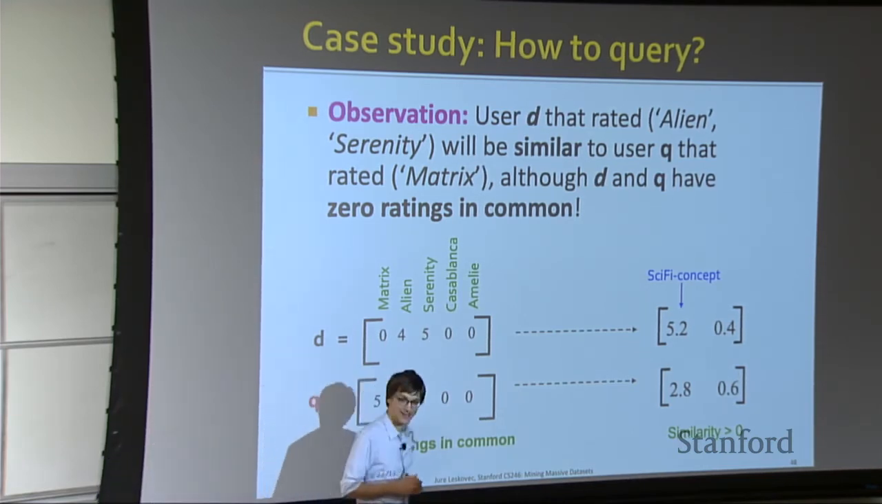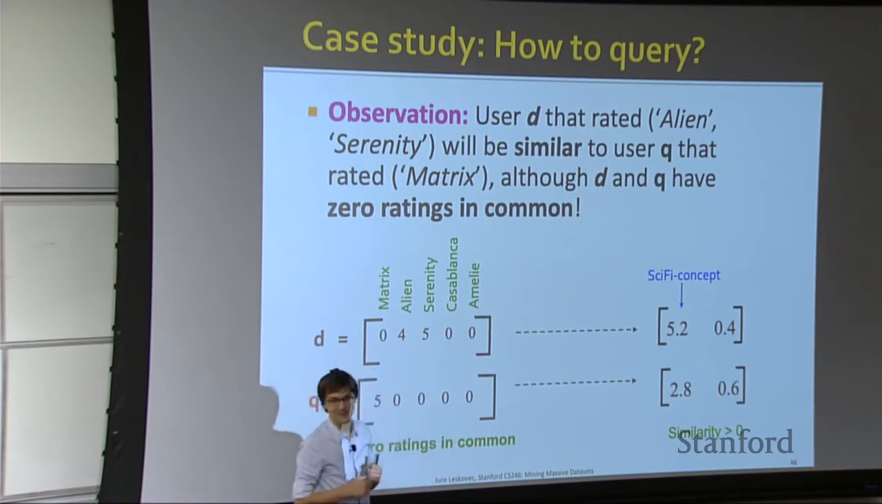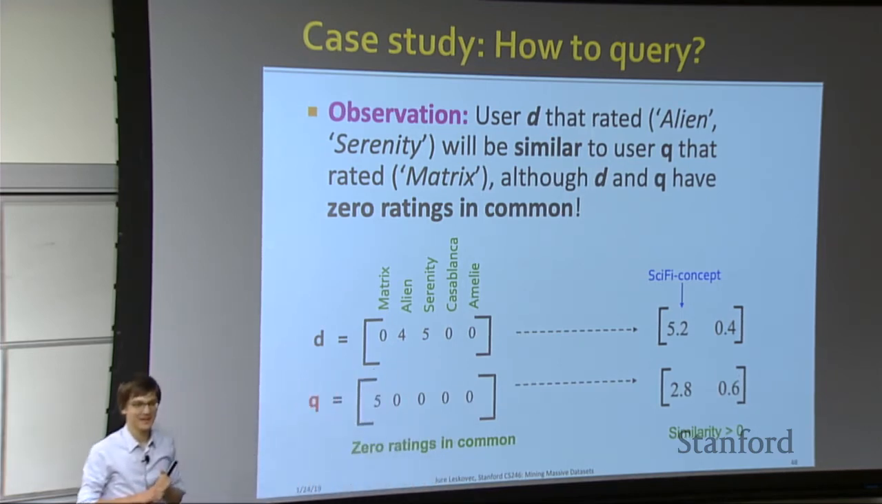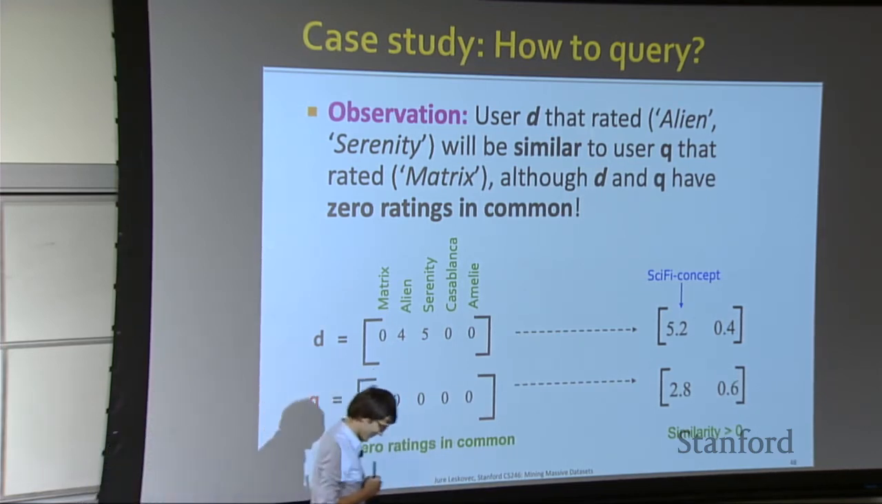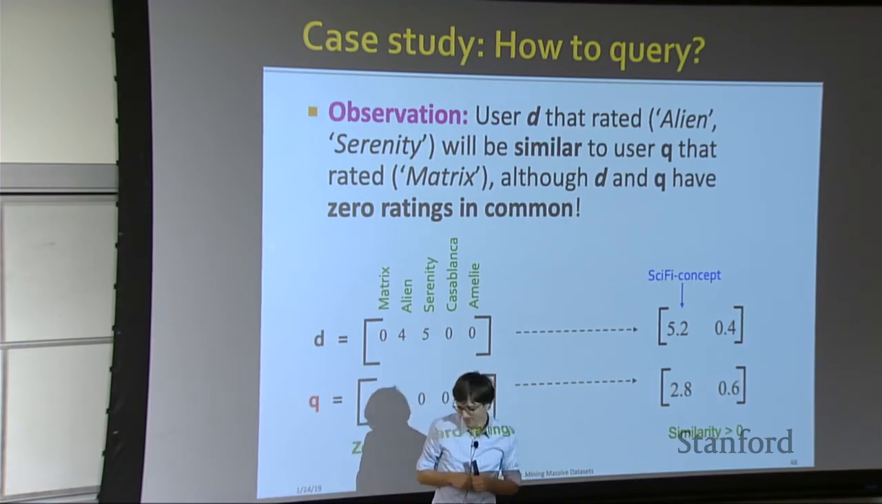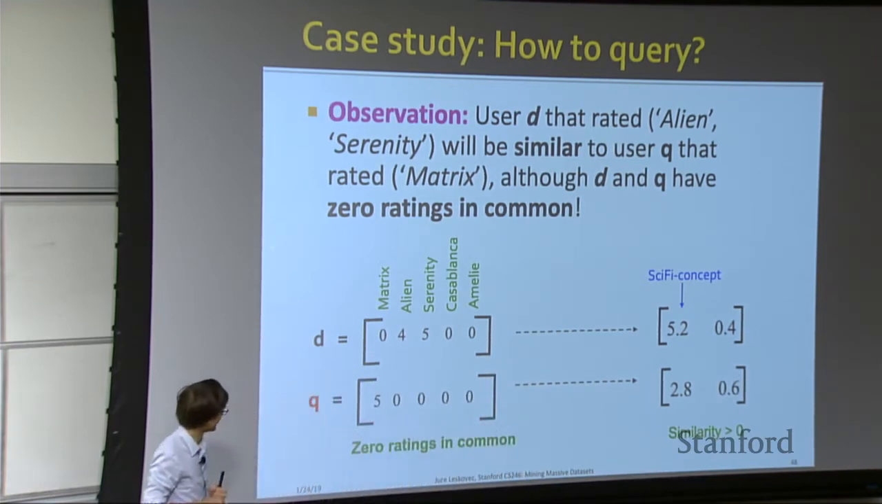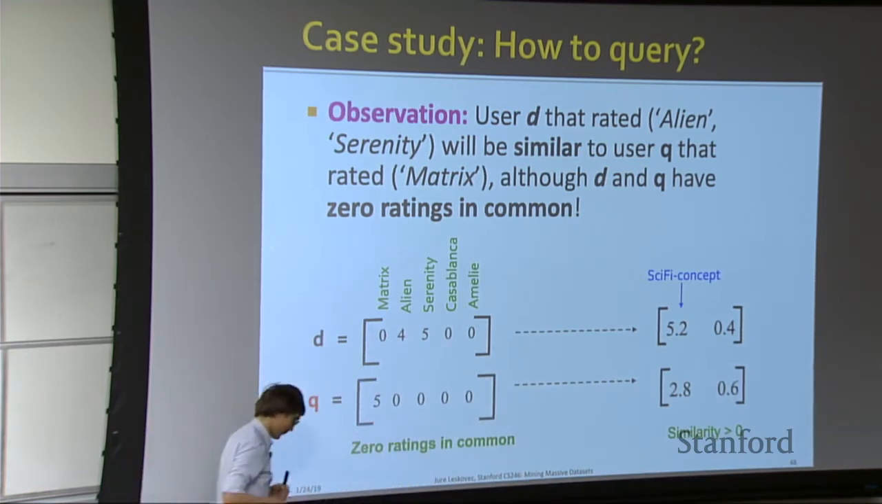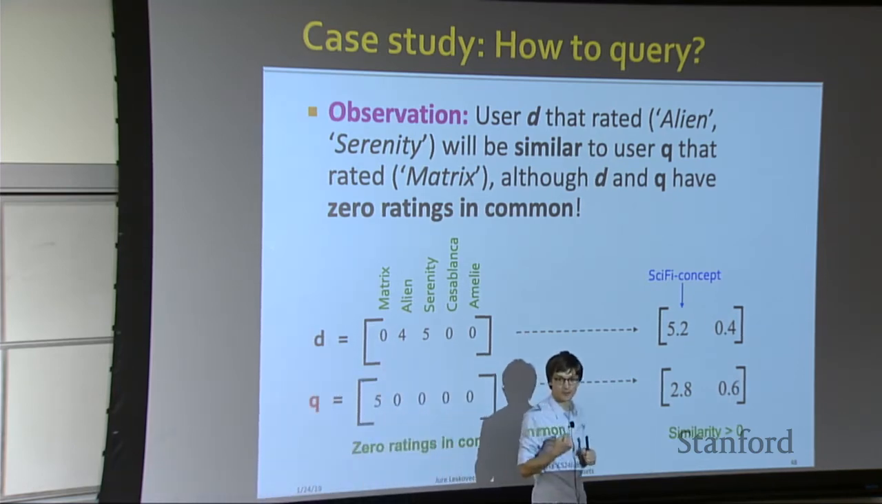Yes. That's a great point. The math is not aware that it doesn't have opinions about the other movies. It's treating them as if he gave them zeros. That's an amazingly good point. This is a super excellent point, and we'll talk about exactly this point on Tuesday.